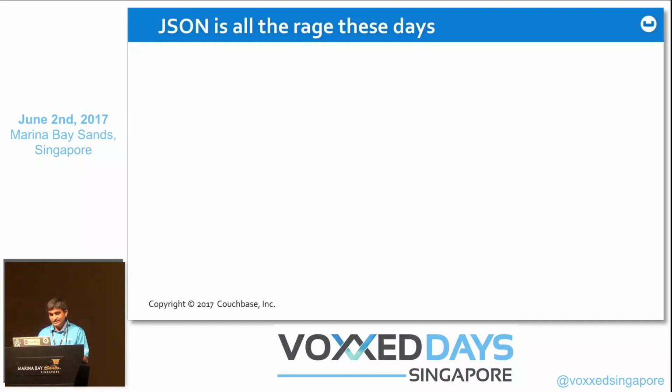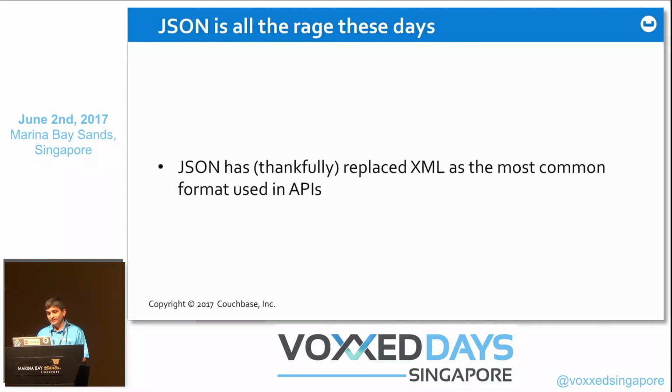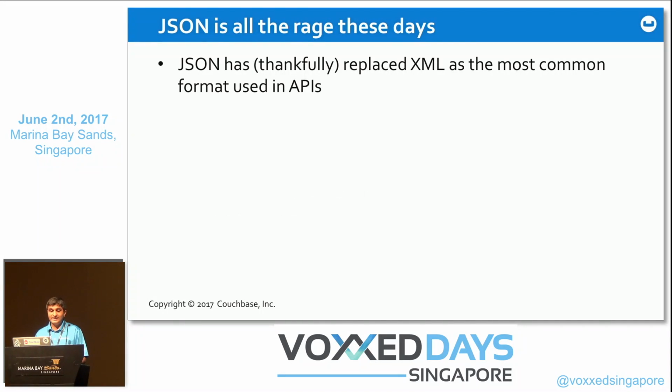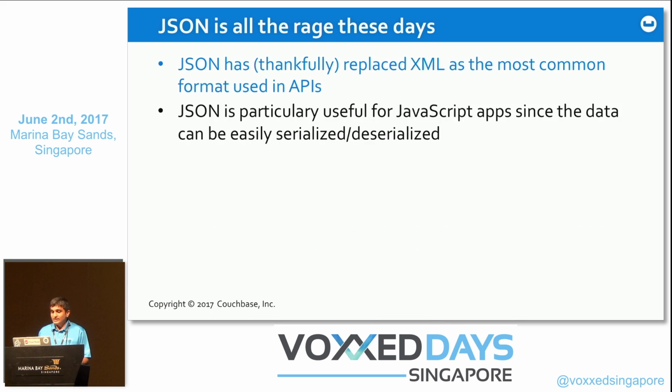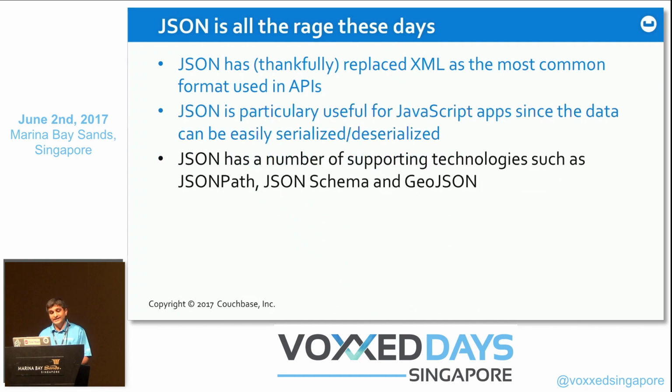When we are talking about JSON document design itself, there are various things that have to be considered. First, let's talk a little bit about JSON itself. JSON has now thankfully replaced XML as the most common format that you use. You use Twitter, everything, all the data is dealt in JSON, isn't it? The advantage of JSON is that it has various apps that can be used, and it can be easily serialized and deserialized.